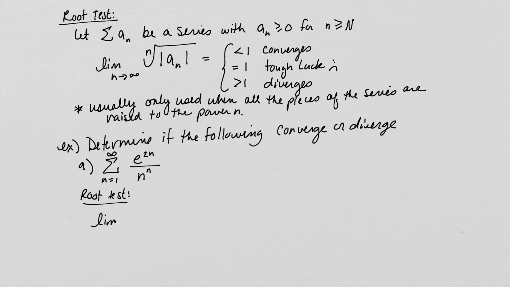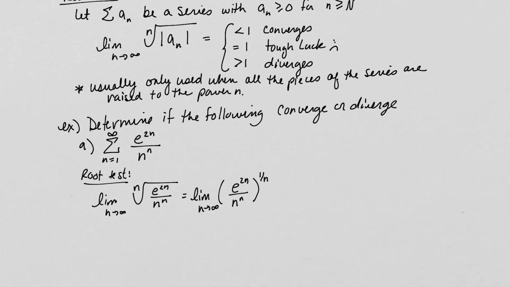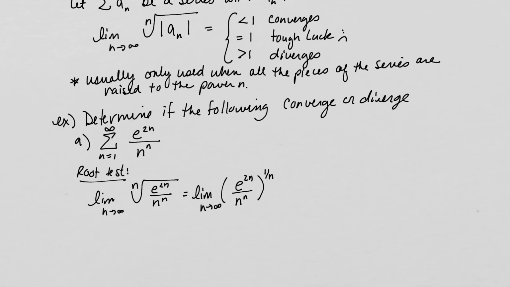So we're going to look at the limit as n approaches infinity of the nth root of e to the 2n over n to the n. It's helpful to rewrite the nth root. As a matter of fact, I don't often write it as an nth root like I have here. I usually rewrite an nth root as a power, so it would be to the power 1 over n. So we have e to the 2n over n to the n, all to the power of 1 over n.